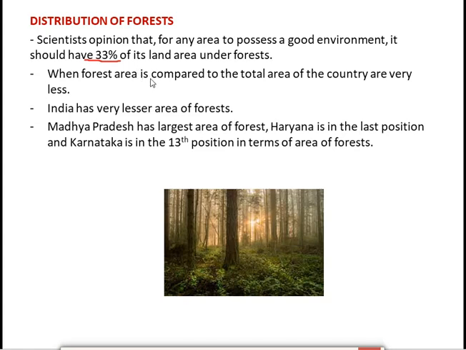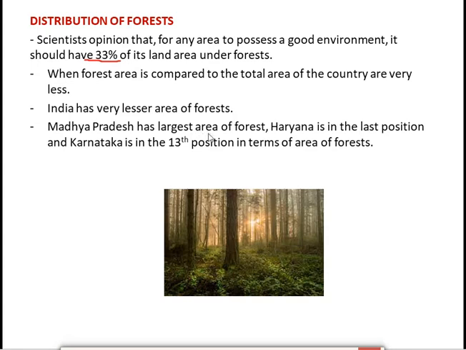When the forest area is compared to the total area of the country, it is very less. Yes, if we compare our total forest area to the total area of land present in our country, it is very less. India has a very small area of forest. In India, we can see a very small amount of forest, or very few trees, in our country.